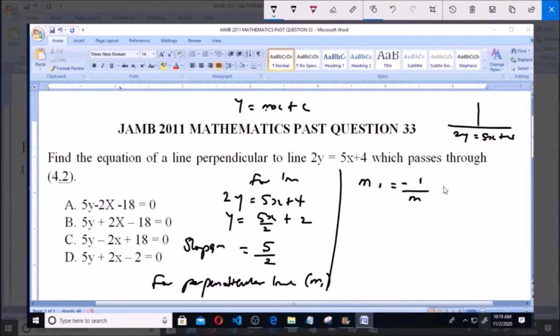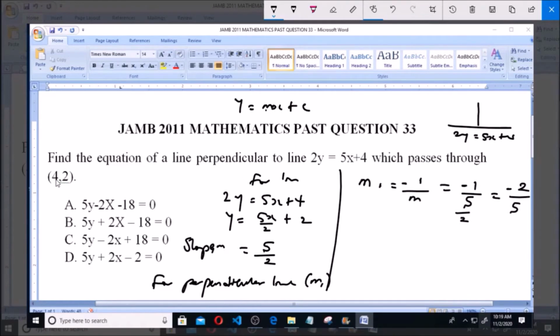So we can simply say that this is equal to minus 1 all over 5 all over 2. And this is equal to minus 2 over 5. So now this is the slope of the perpendicular line. Remember the question said we should find the equation of the perpendicular line.